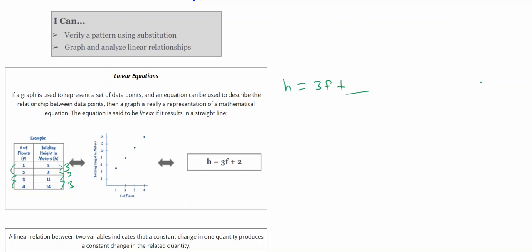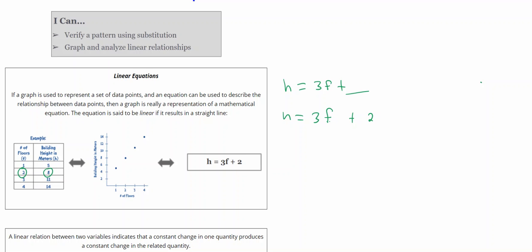And then I just need my plus or minus part on the end there. Do you remember how we found that from last time? One way is we can start throwing some numbers in. If I threw in 2 for my f here, then I want to get out 8. If h is equal to 3 times 2, that's equal to 6, but I want it to be 8. So really, this has to be plus 2. So then the actual equation is 3x plus 2, or 3f in this case, not x.